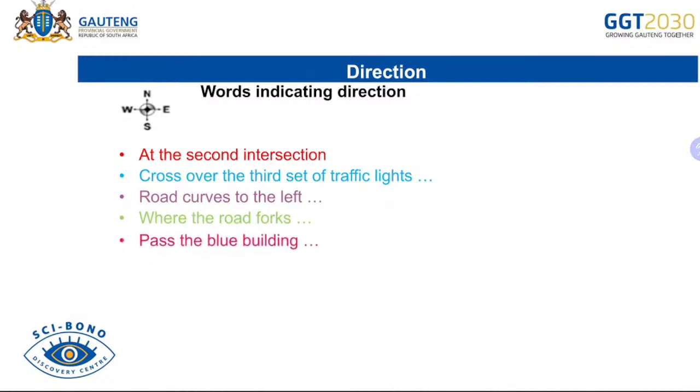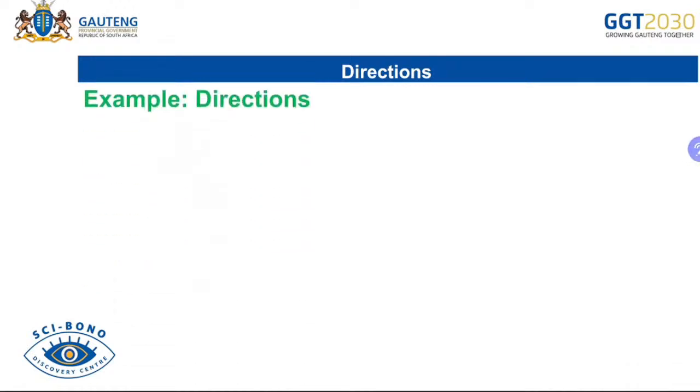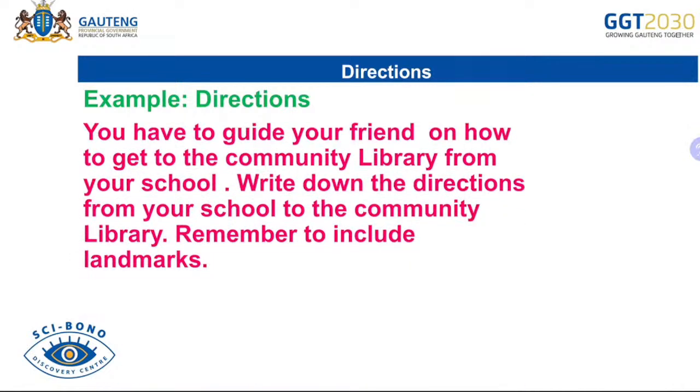You pass the blue building on your left hand side, and many more phrases that you can use, but those are the standard ones that will make it easy for you to give directions, especially in the absence of your gadgets, which normally helps you to direct your friends and send some location. Let's have a look at an example of directions.